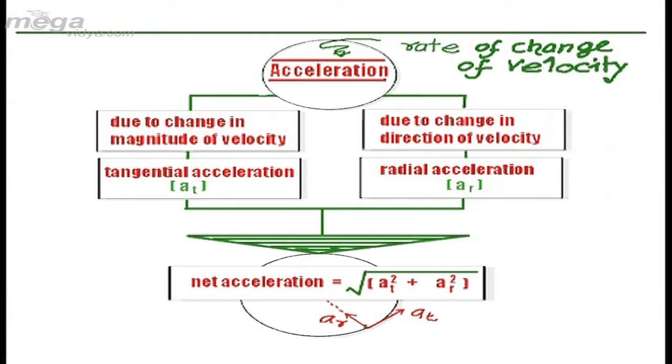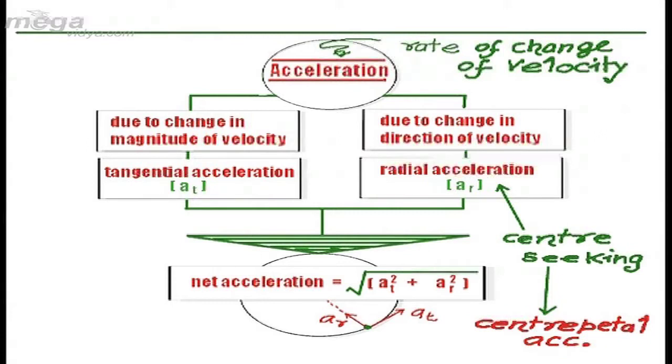If a particle is revolving in this circle, then at the instant when it reaches this point, it has two independent accelerations. One is along the radial direction towards the center. It always remains center seeking. As radial acceleration A_R is always center seeking, that's why sometimes we also call it centripetal acceleration.